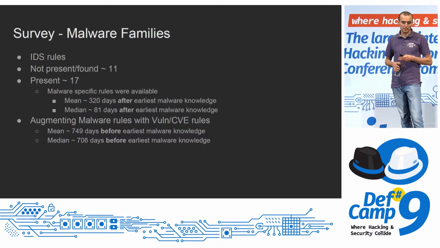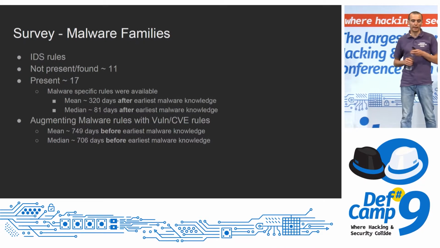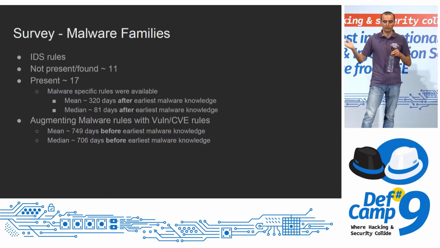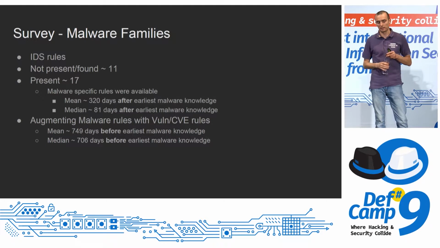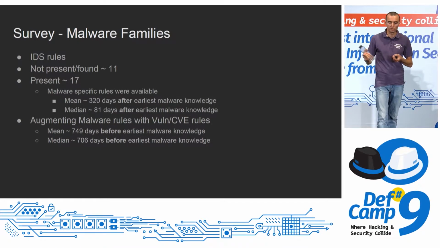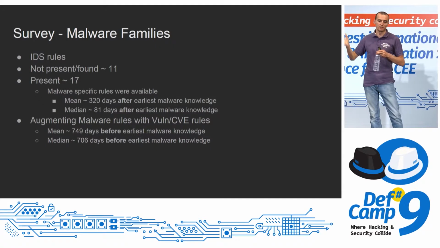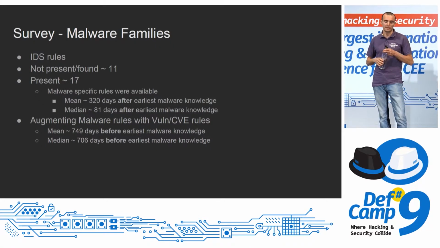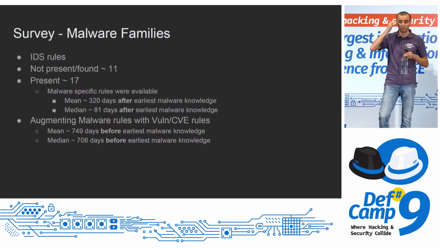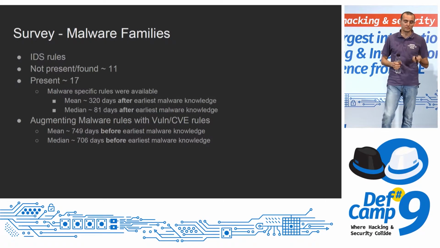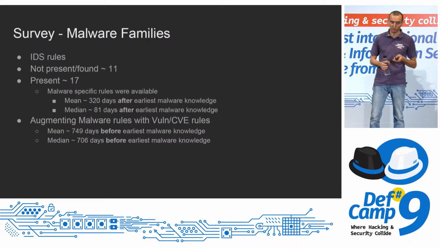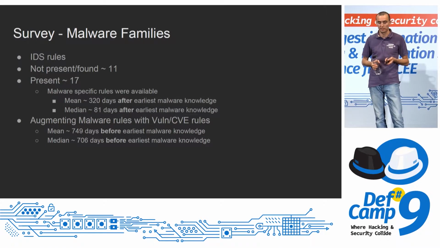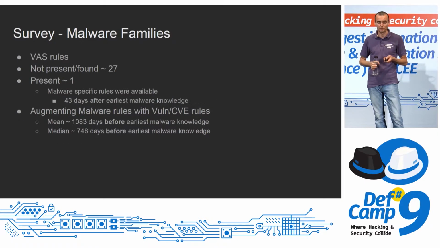But then what we see if we add also the timeline of the vulnerabilities for each malware carries and their IDS rules. So this delay is even bigger. So the idea is that, again, there was 700 days before earliest malware knowledge for a particular vulnerability. So there's 2 years and something, or almost 2 years.